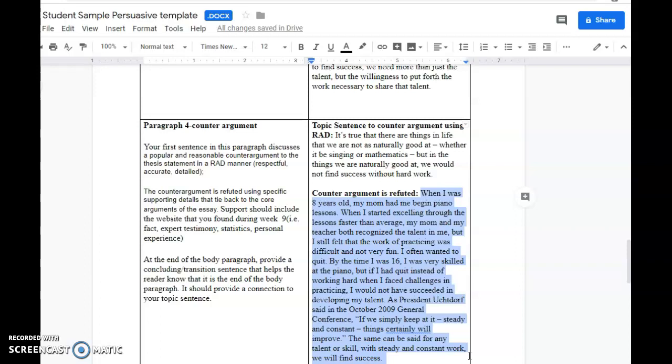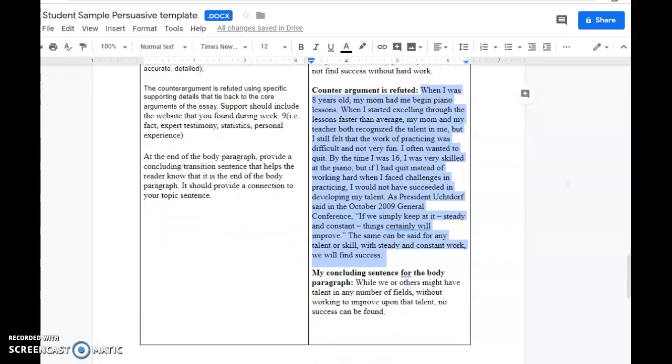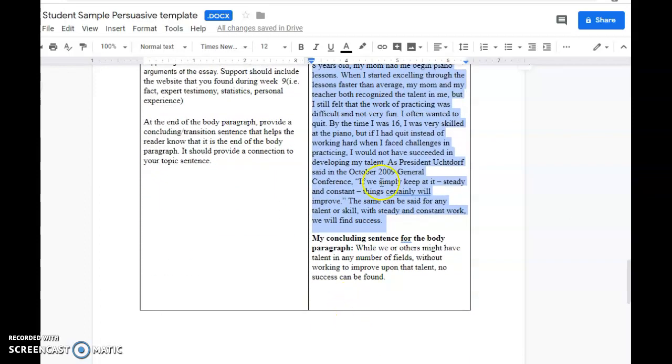"When I was 8 years old, my mom had begun piano lessons. When I started excelling through the lessons faster than average, my mom and my teacher both recognized the talent in me, but I still felt that the work of practicing was difficult and not very fun. I often wanted to quit. By the time I was 16, I was very skilled at piano, but if I had quit instead of working hard when I faced challenges in practicing, I would not have succeeded in developing my talent." And then they have support.